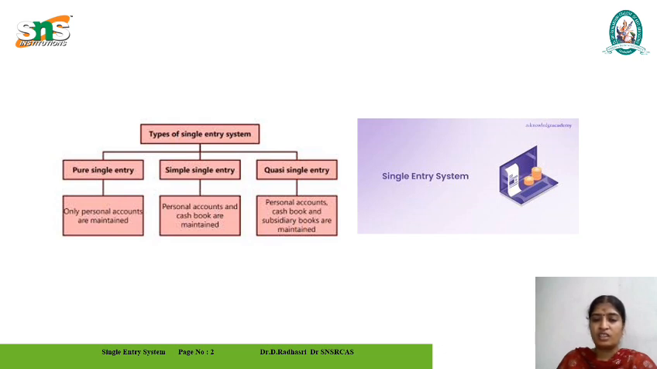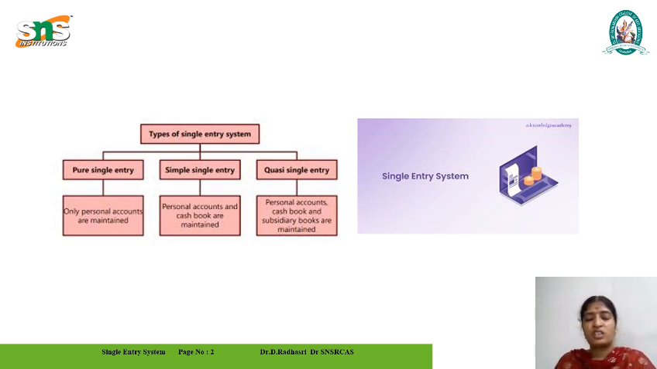The single entry system is calculated only for money purposes. It cannot be used in large businesses and is used for small businesses only. That means not a lot of cash is put into the business. For example, if 15,000 is put into the business, it is known as a small scale business. At the same time, if 10 lakhs is put into the business, it is known as a big scale business.